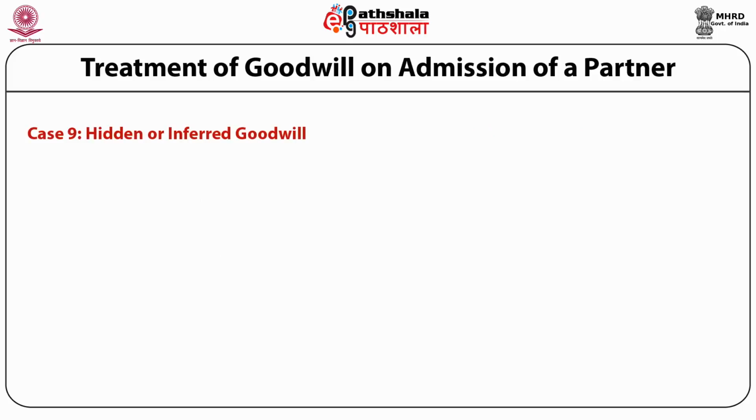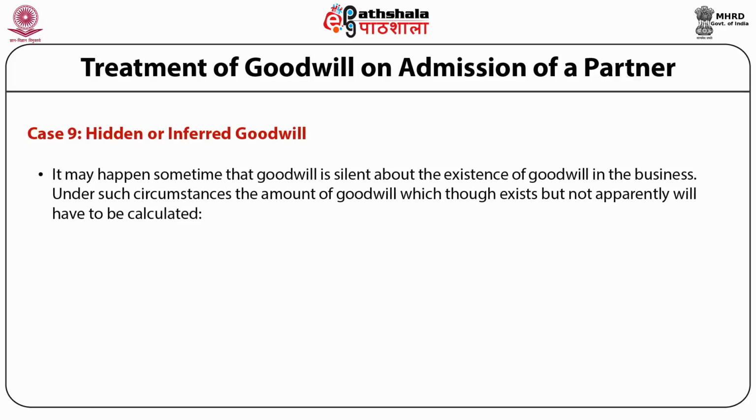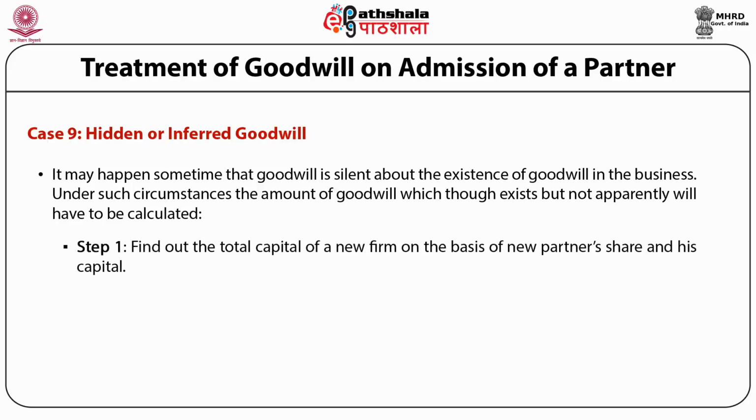Hidden or inferred goodwill. It may happen sometimes that the goodwill is silent about the existence of goodwill in the business. Under such circumstances, the amount of goodwill, which though it exists but does not apparently appear, will have to be calculated. There are the following steps. The first step is to find out the total amount of the new firm's goodwill on the basis of the new partner's share and his capital. So firstly, the total capital of the new firm will be estimated.